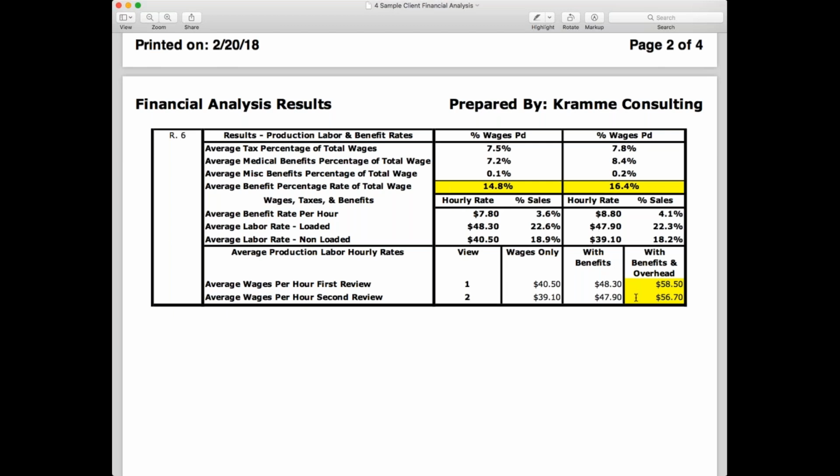Now the two combined, the overhead and the loaded labor rates, also came down from 58.5 to 56.70. We'll see when we look at another thing here in a little bit. That is a little bit higher than what it maybe ought to be, and that's because of these values here, the 40/50 and the 39/10. They're a little bit on the high side for their base wages paid. Their taxes and benefits are very consistent with what we'll look at in a bit.